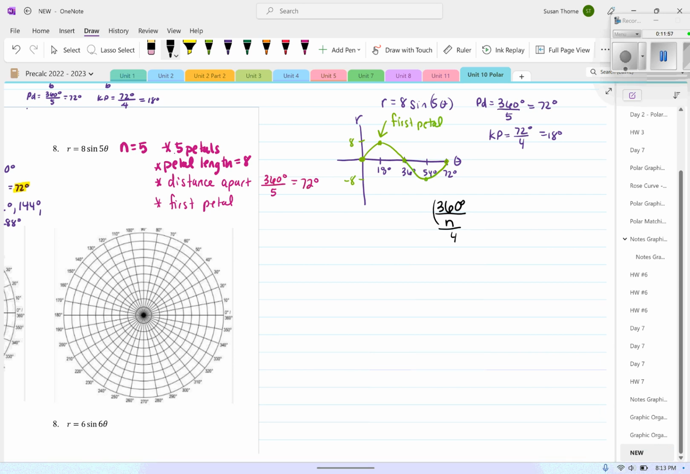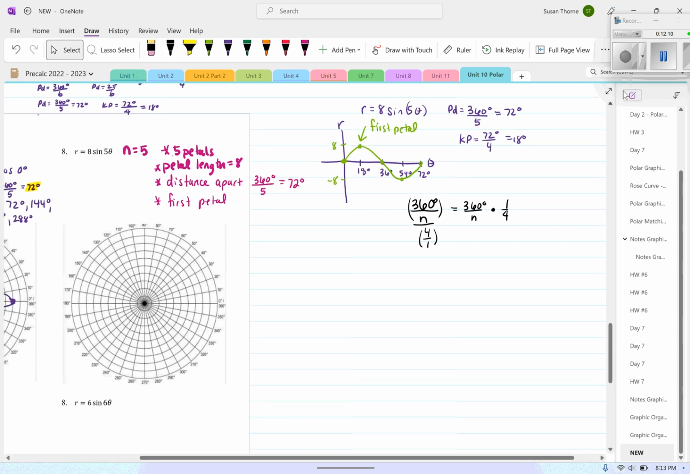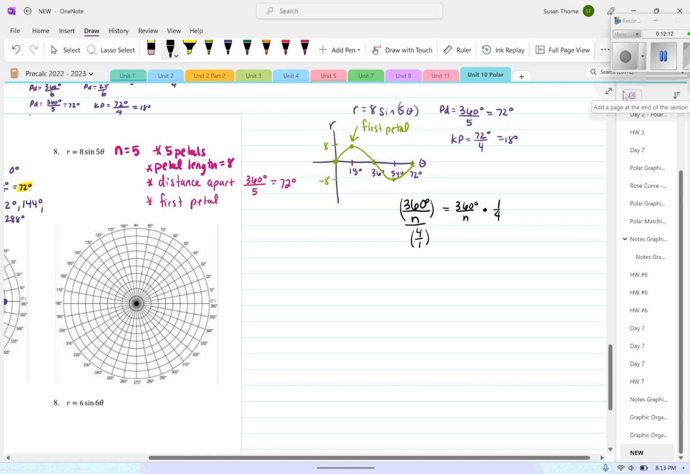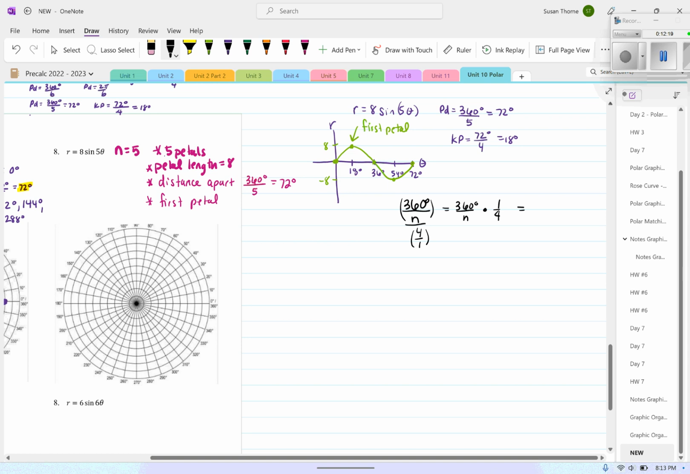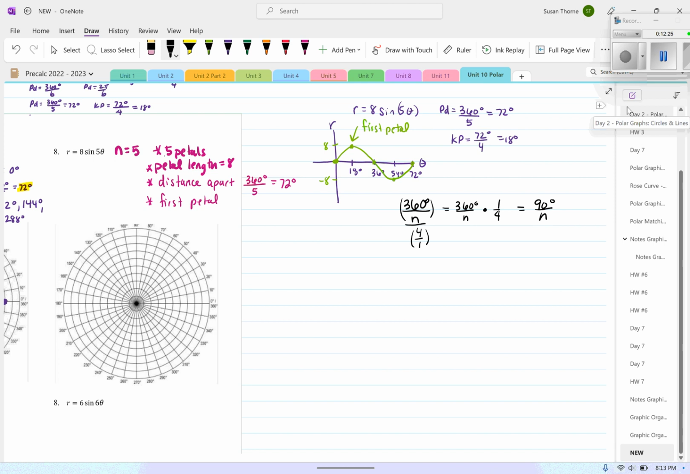So if you have a fraction divided by a fraction, remember that's keep, change, flip. So keep the numerator, change to multiplication, and flip. So this is times 1/4, which is the same thing as dividing by 4. And when we simplify this, 360 times 1 would be 360 over 4n. So 360 divided by 4 gives us 90 degrees over n. So that's going to tell us what our first petal is going to be.